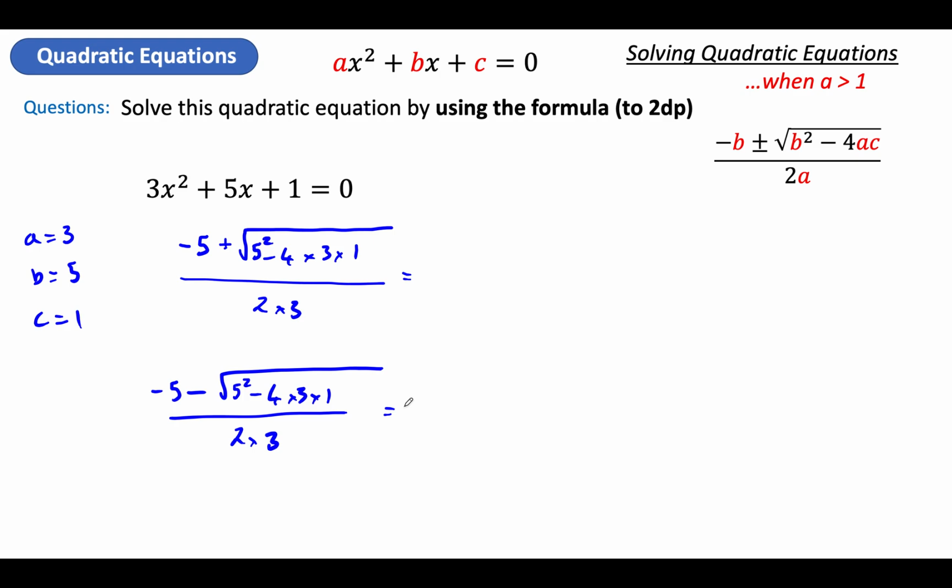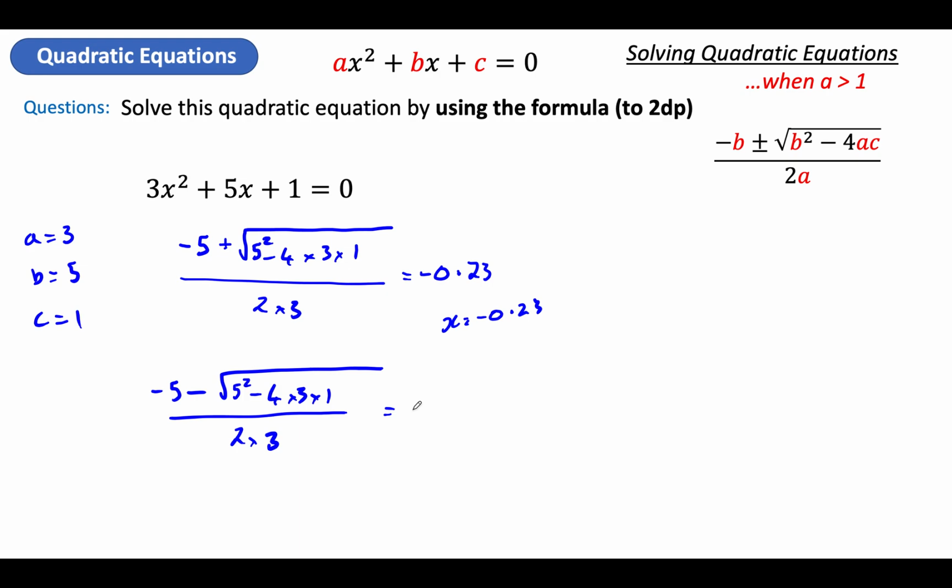4 times 3 times 1, and that's all over 2 times 3. Again, it gives me the third answer. Press SD, and it tells me my first one is 0.23 to 2 decimal places. So that's my first answer.